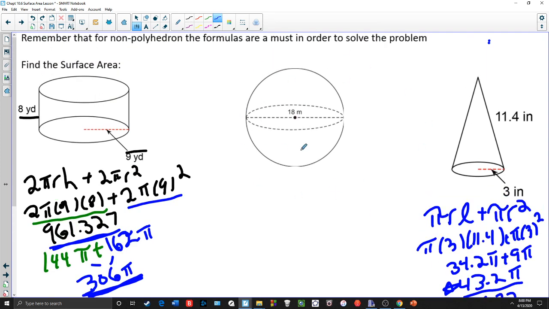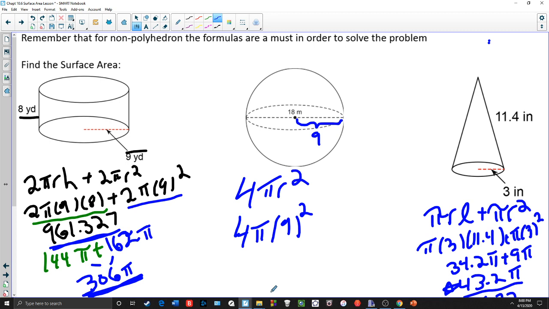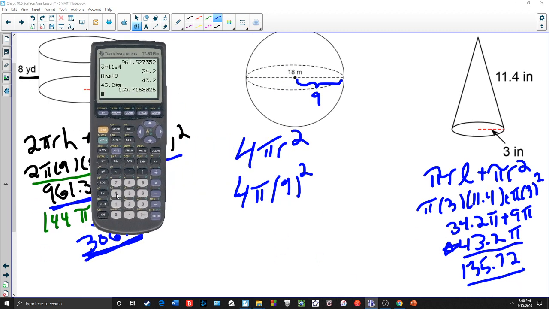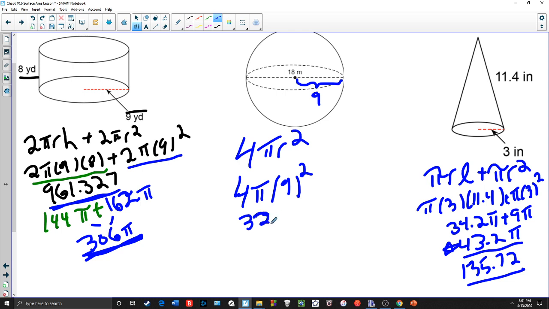And then for a sphere, probably the easiest one of the bunch, that is just 4 pi r squared. Now in this case, we want r squared, so it wouldn't be 18, it'd be 9 squared. Because again, 18 is the entire length. I just want this piece right here, which would be half of that, which is 9. So if I want my answer in terms of pi, or the exact answer, it'd be 4 times 9 squared, which is 81. So it'd be 324 pi. That's the exact answer.